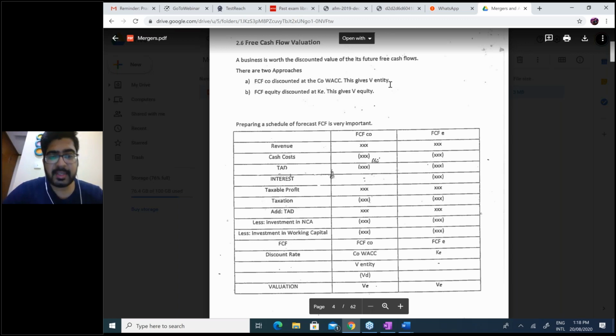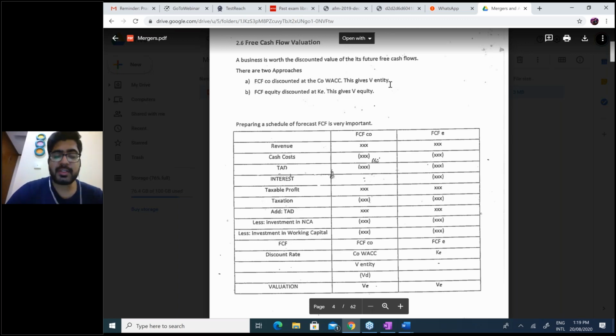Okay, from that taxable profit, you deduct the taxation. Then you add back tax allowable depreciation, because depreciation is a non-cash item. We did this in investment appraisal as well. First deducted, then added back. Then you deduct investment in non-current assets. Then you deduct investment in working capital. You get FCF to company. Then when you get FCF to company, you multiply it with the discount rate, that is the company's WACC.